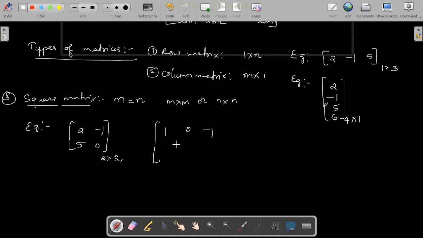Similarly, 1, 0, minus 1, 5, 4, 2, minus 1, 3, 6. This is a square matrix of order 3 because there are 3 rows and 3 columns.